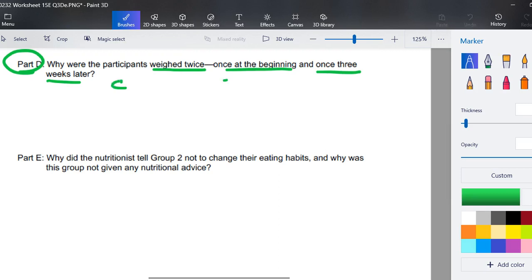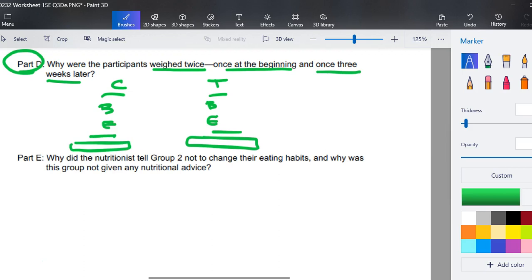You've got the control group, you've got the treatment group. They're going to get weighed at the beginning and at the end, the beginning and the end. And they're hoping that the treatment group weight loss far exceeds or has a difference from the control group. Then they might be able to make some conclusions about this diet.